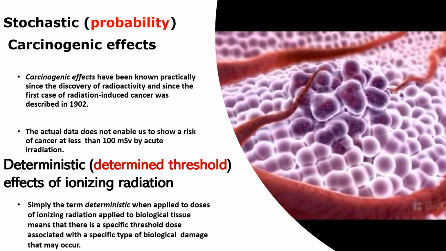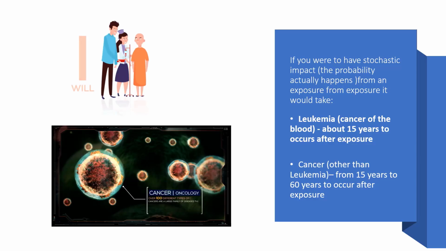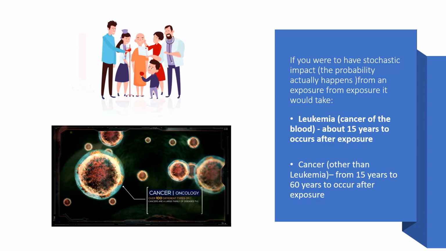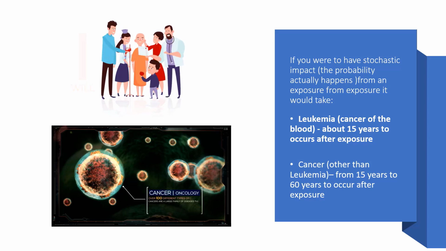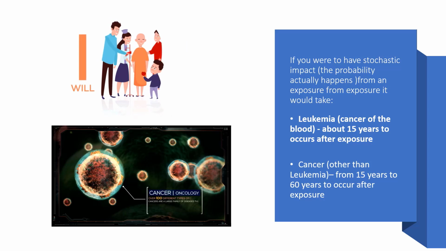Another term associated with ionizing radiation dose is deterministic, or a threshold dose. Simply, the term deterministic, when applied to doses of ionizing radiation applied to biological tissue, means that there is a specific threshold dose with a specific type of biological damage associated with it. With medical imaging, we use low-dose radiation, so we're only worried about the stochastic impact, which means the probability of getting cancer. Does not mean you get cancer, it means the probability.